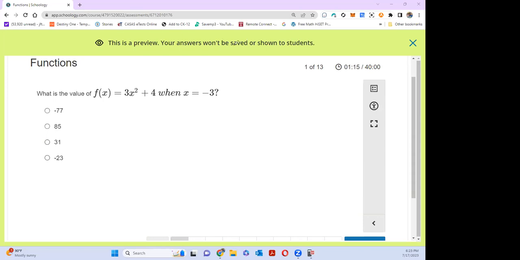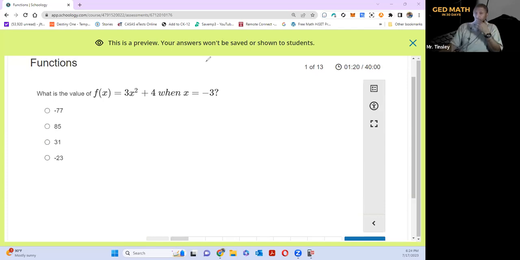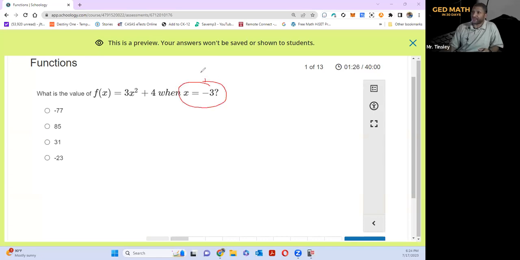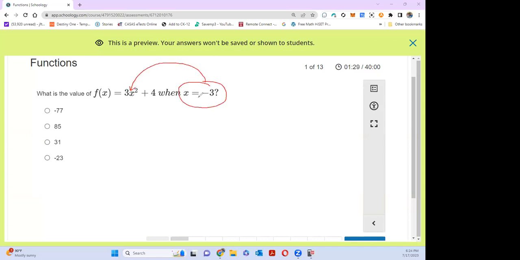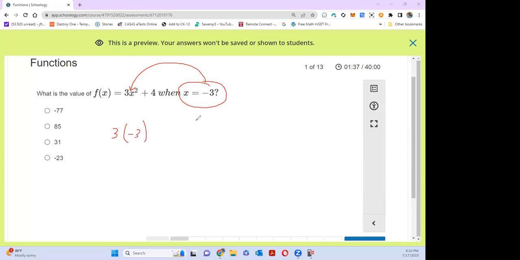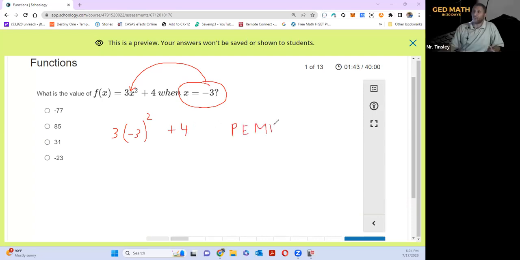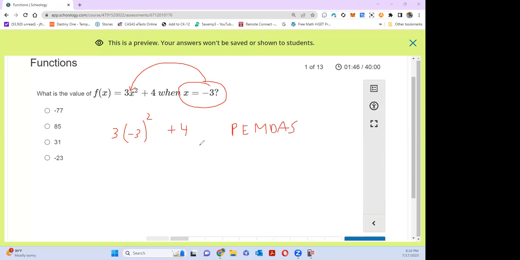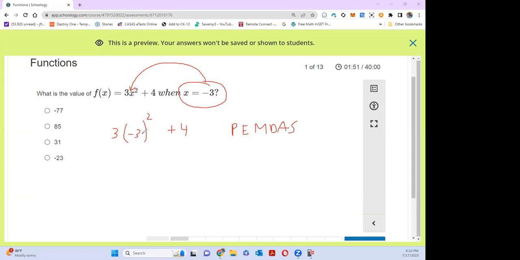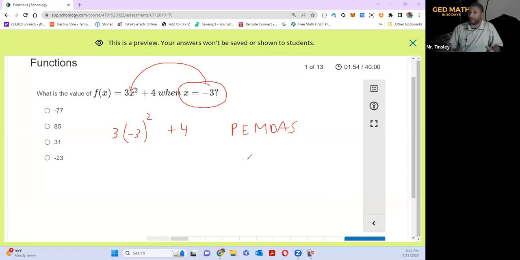Before the calculator, how do we do it by hand first? You would substitute. Right, we substitute. Everywhere you see the x, we're going to put minus 3. So 3 times, if you notice, because it's negative, I put the minus 3 in parentheses, squared, plus 4. You should know by now the order of operations. So what am I doing first? Exponents. Even though I have parentheses, there's no other simplification I can do inside them, so exponents. What is minus 3 squared?